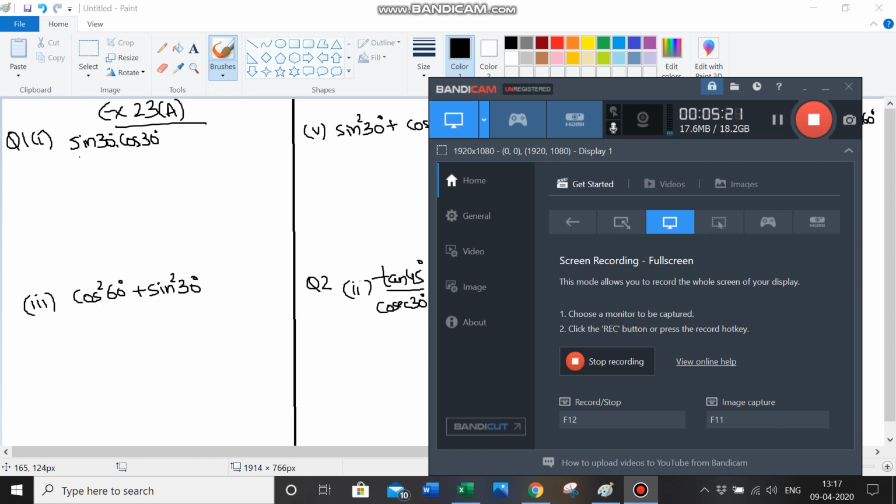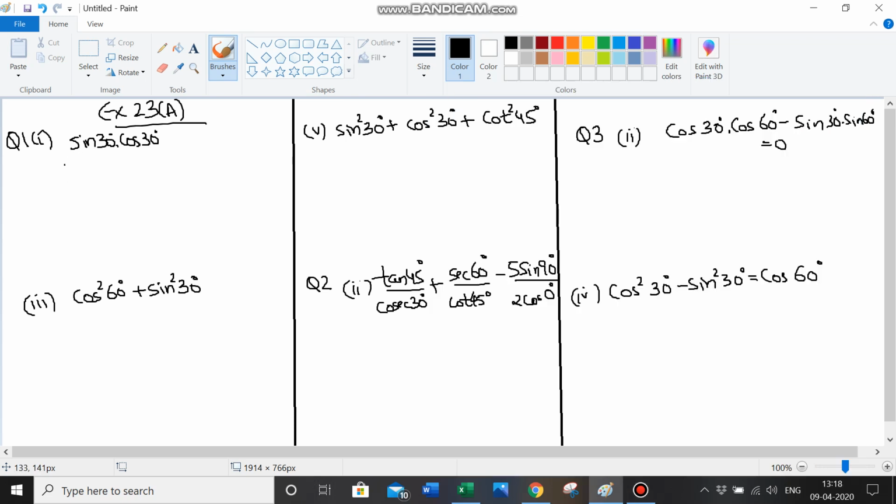Question 1, part 1: sine 30 degree into cos 30 degree. Now let's substitute the values. Sine 30 degree is 1 by 2 and cos 30 degree is root 3 by 2. So this answer is root 3 upon 4.